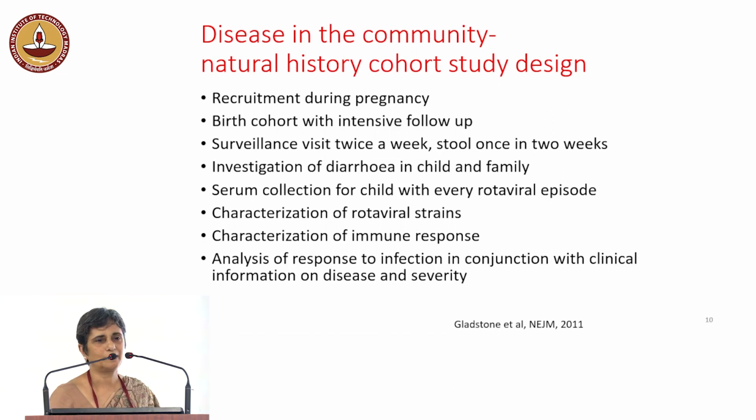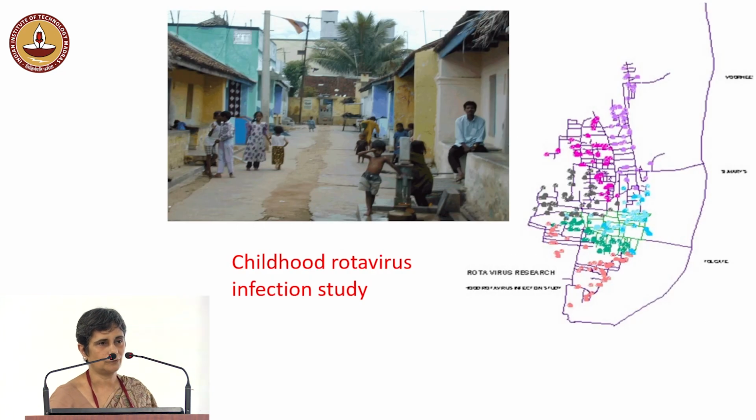We recruited women who were pregnant. We waited till their babies were born. We then followed up their babies by taking a stool sample every 2 weeks, whether the child had diarrhea or not. And then whenever the child had diarrhea, we collected samples. And those were then investigated for rotavirus and other causes. We genotyped the strains, we looked at immune responses, etc.